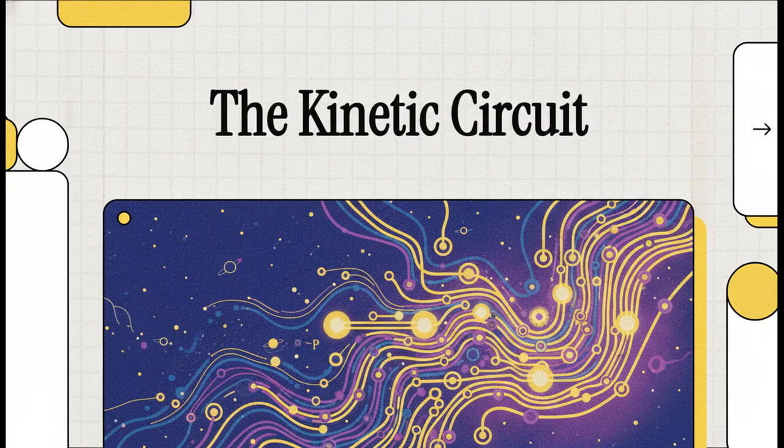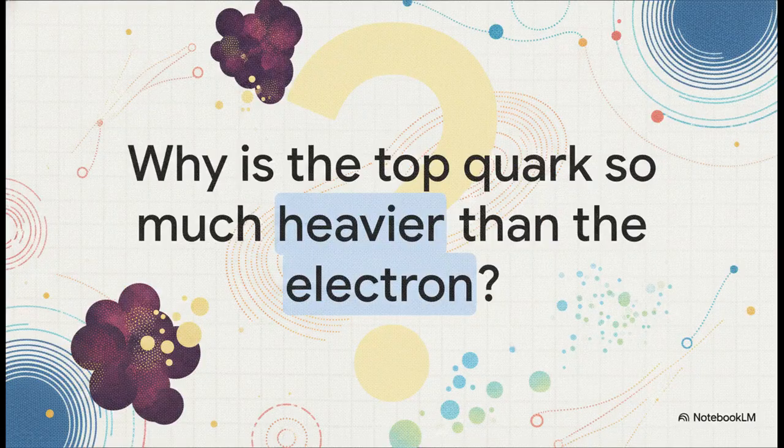And honestly, if this theory holds up, pretty much everything we thought we knew about gravity, mass, and dark energy is about to be turned completely upside down. So we have to start with the ultimate physics mystery. When you look at the fundamental particles of the Standard Model, their masses are just wildly different and seemingly totally arbitrary. I mean, the top quark is a staggering 12 orders of magnitude heavier than the electron.